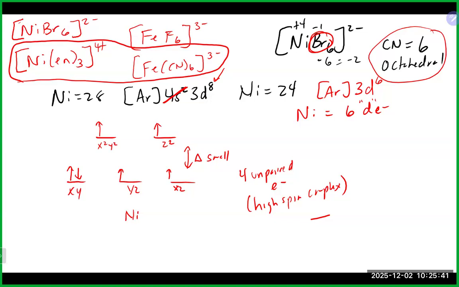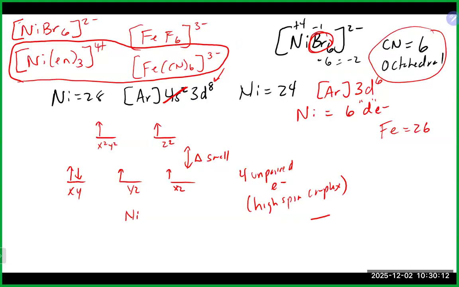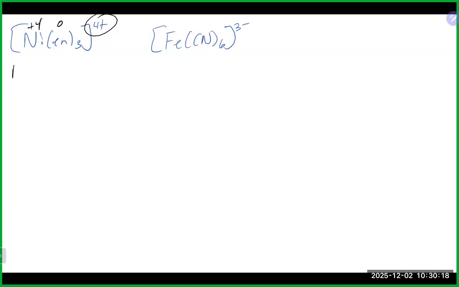Nickel is 28, iron is 26. Okay, let's take a look. So we'll start with the nickel here. The En here is 0 and it's +4. So nickel here is going to be +4. So that is going to be the same one that we just did on the previous slide here. So our nickel with a +4 will have 24 electrons.